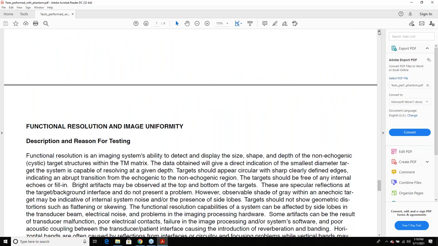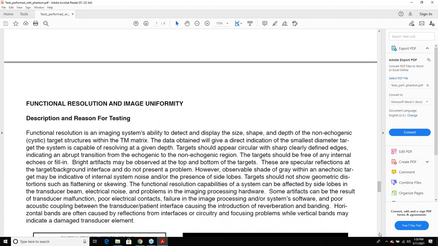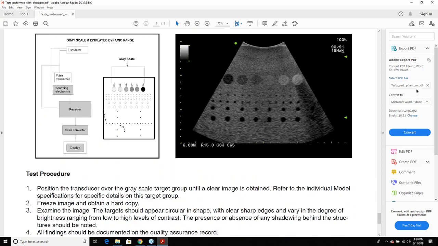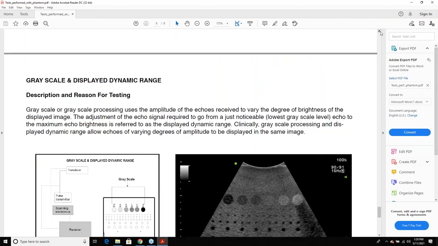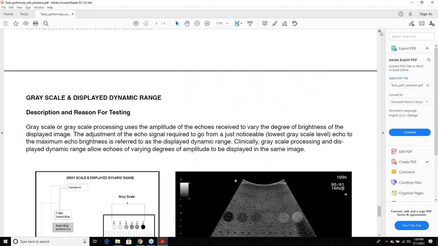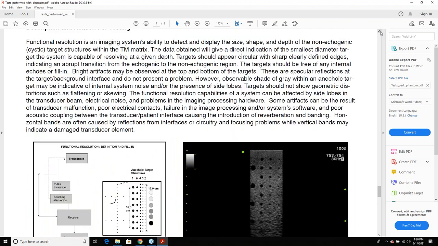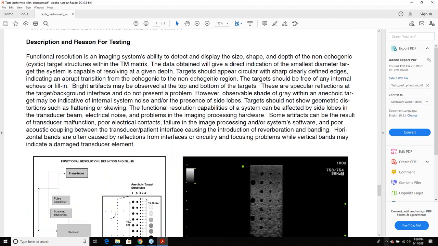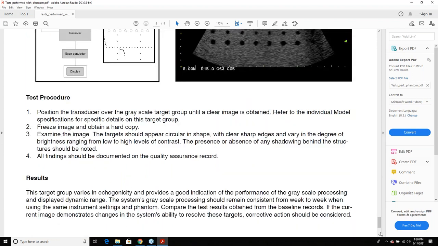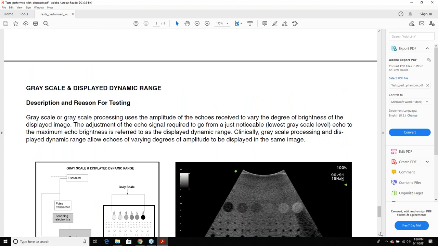Resolution image uniformity tells you again why to do the test, a description of the reason. Oops, where'd it go? I don't know why it popped down 2 pages, but it did. So there's your description and reason for the test. Then it goes on and tells you how to conduct the test. And again, I don't know why it's being painful, but there it is.